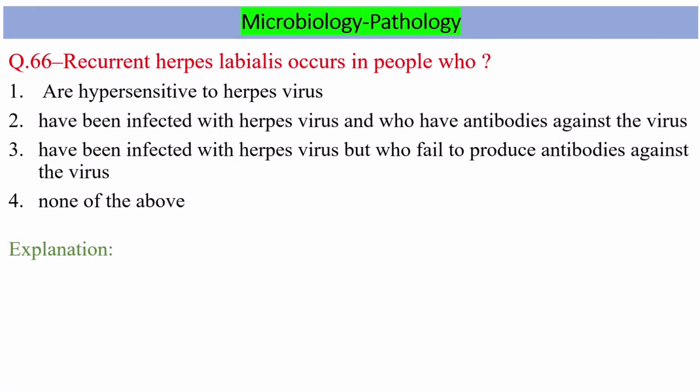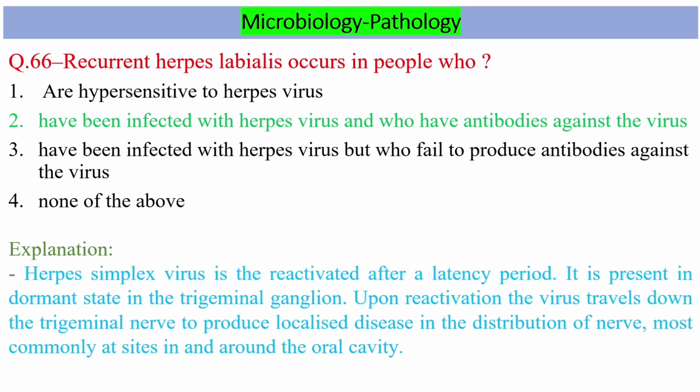Recurrent herpes labialis occurs in people who: are hypersensitive to herpes virus, have been infected with herpes virus and who have antibodies against the virus, have been infected with herpes virus but who fail to produce antibodies against the virus, none of the above. Correct option is have been infected with herpes virus and who have antibodies against the virus.